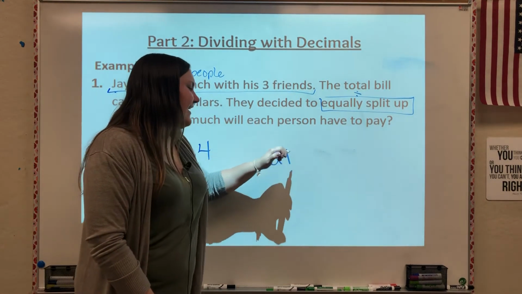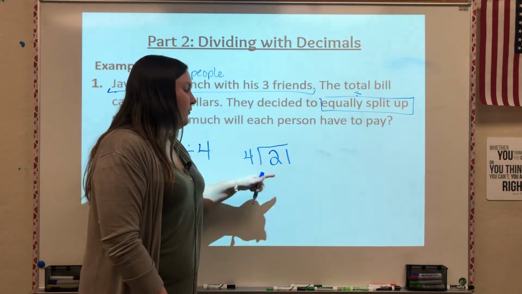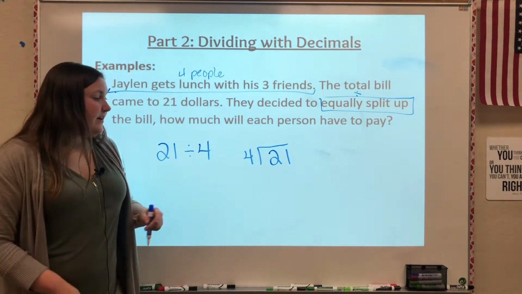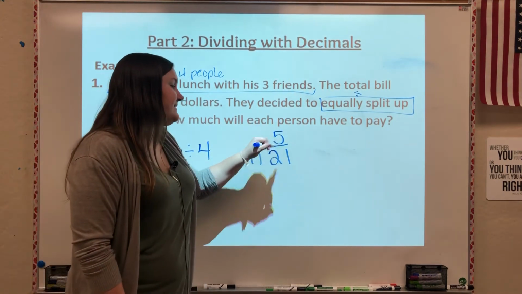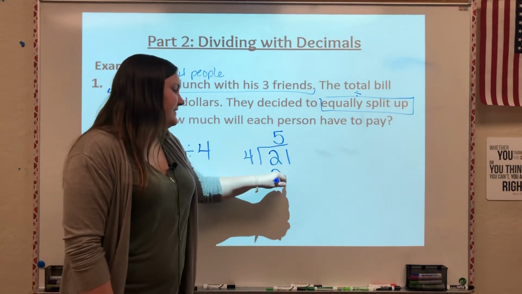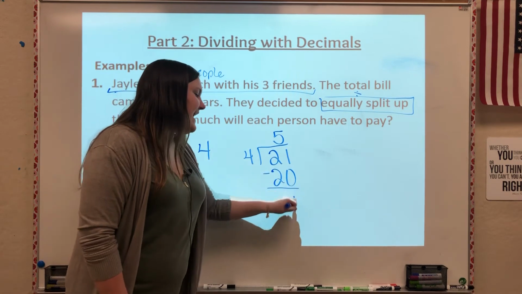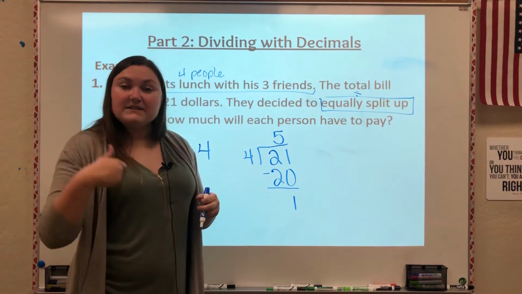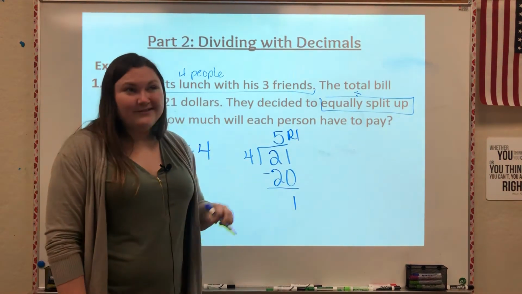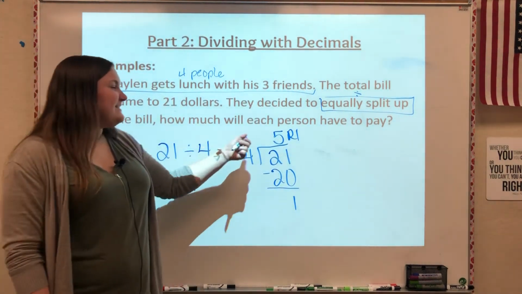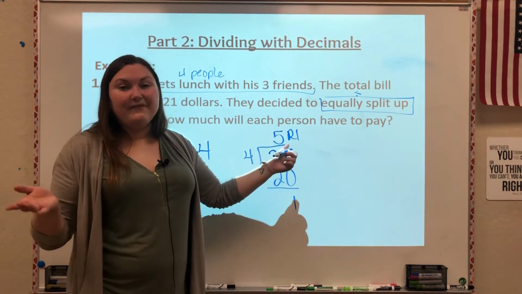When I go to divide my 21 by 4, we've done division problems similar to this before. We would say, well, 4 goes into 21 5 times. 5 times 4 is 20, and we get remainder 1. And in the past, when we did this, we would say our answer is 5, remainder 1. Or if it was a word problem, we usually said like 5, and then there's 1 left over.